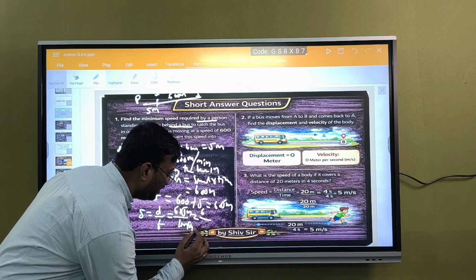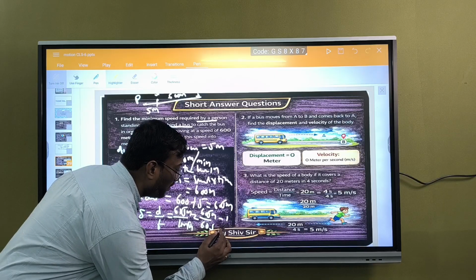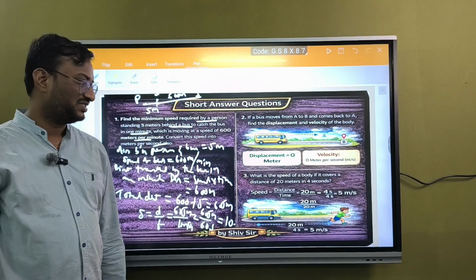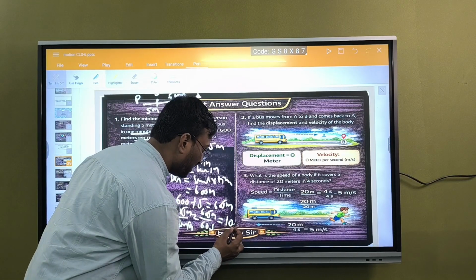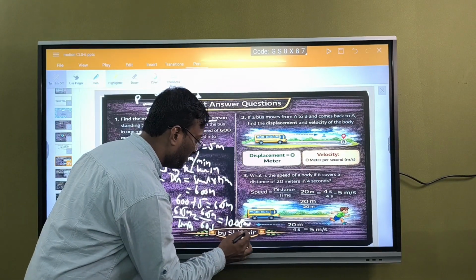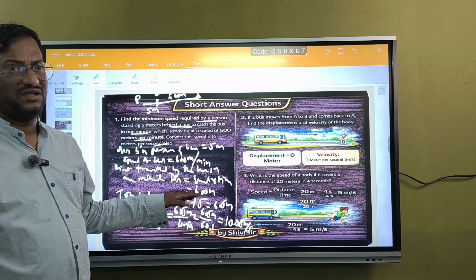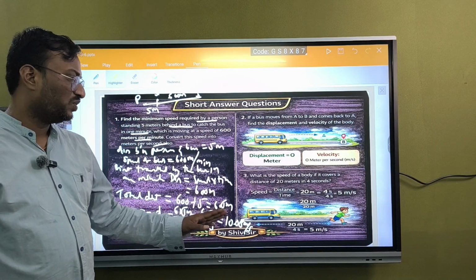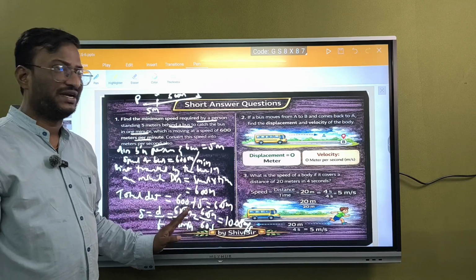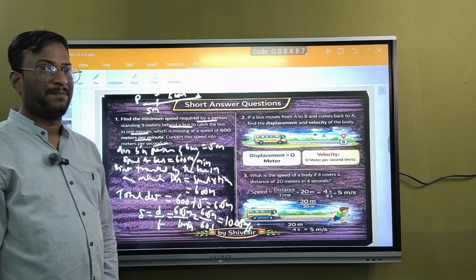605 divided by 60 seconds, this is meters. So it is almost equal to 10 point something, 10.08 meter per second. 60 ones are 60, so the remaining is 5. If you put 0, 50, we are going to get 6 8s are 48. So likewise we can solve the problem.